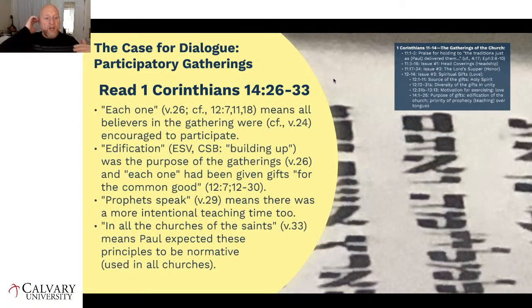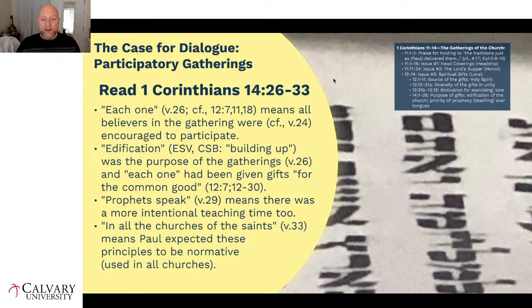Okay, but here in this passage that we just read, each one has a psalm, has a tongue, whatever. And so when he says each one, this means that all believers in the gathering were encouraged to participate. Okay?